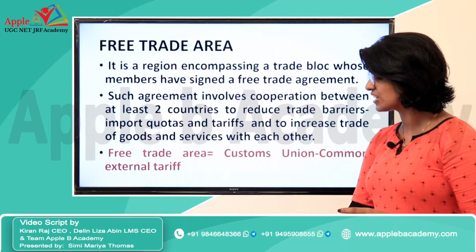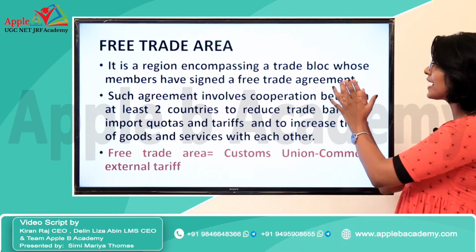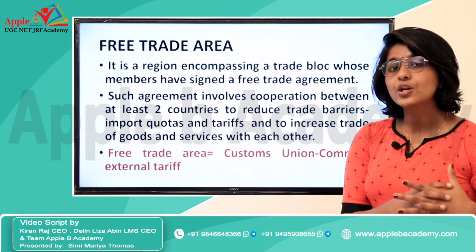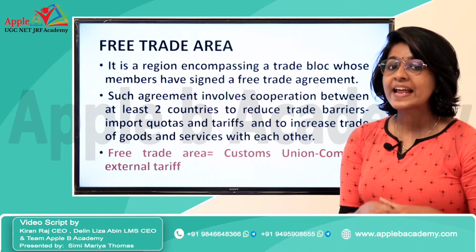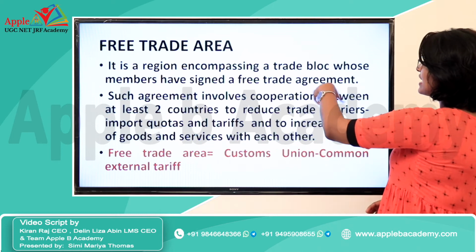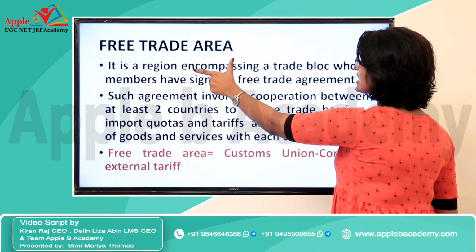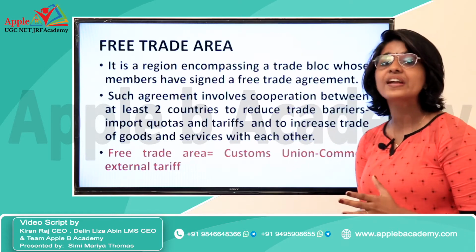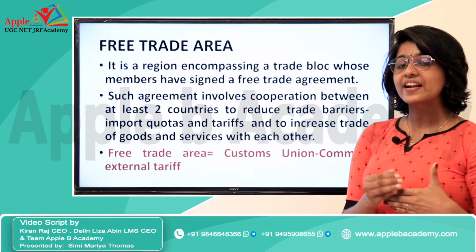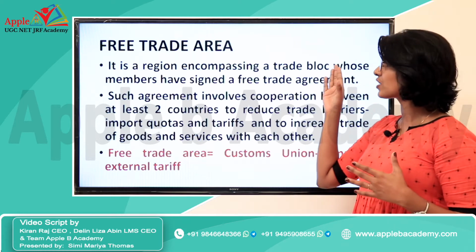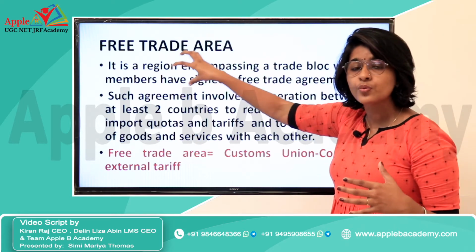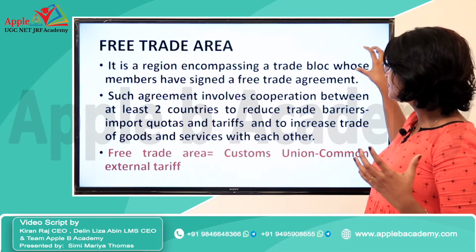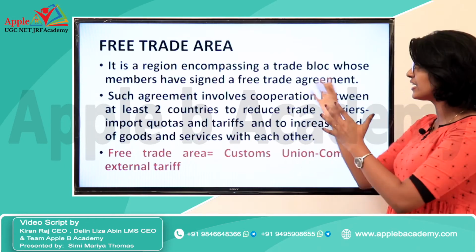Now we will see what a free trade area is. It is a region encompassing a trade bloc. A trade bloc is an international, intergovernmental agreement between countries for eliminating trade barriers. So a free trade area is a region encompassing the trade bloc, whose members have signed a free trade agreement.